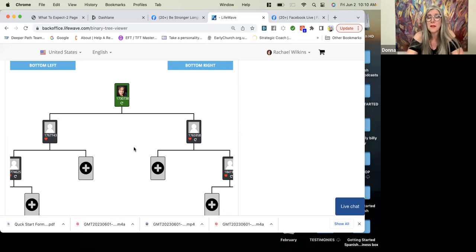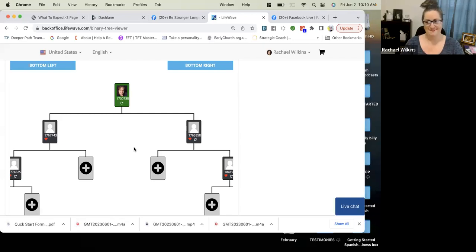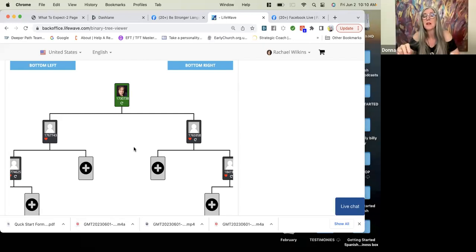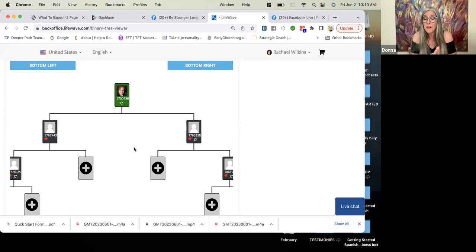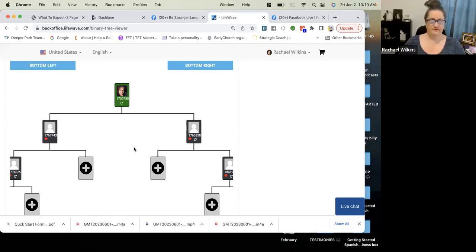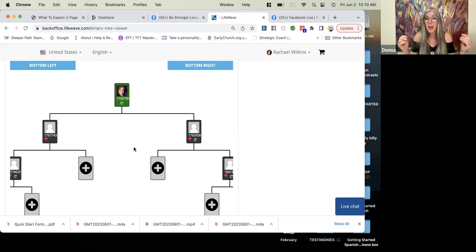Otherwise, these little pluses that look so engaging, and we just want to click everything to fill it up, if you click on one of those inside pluses, you will be building someone else's organization. And though it will show personally enrolled by you because you are in your back office, you will find it on someone else's tree. So we don't want to do that.